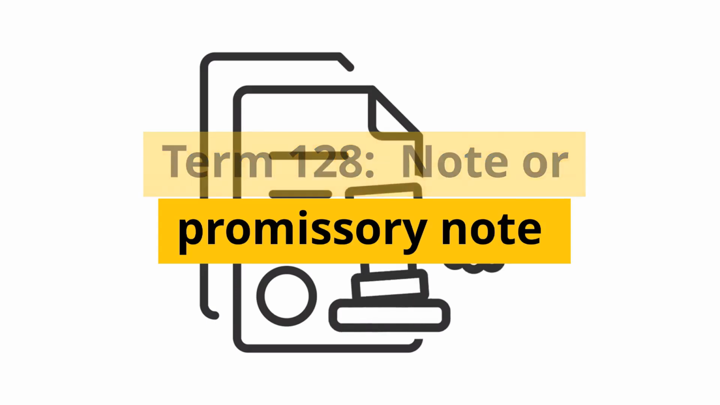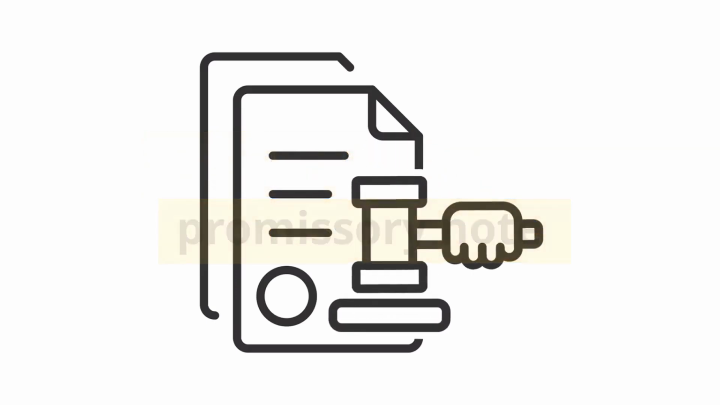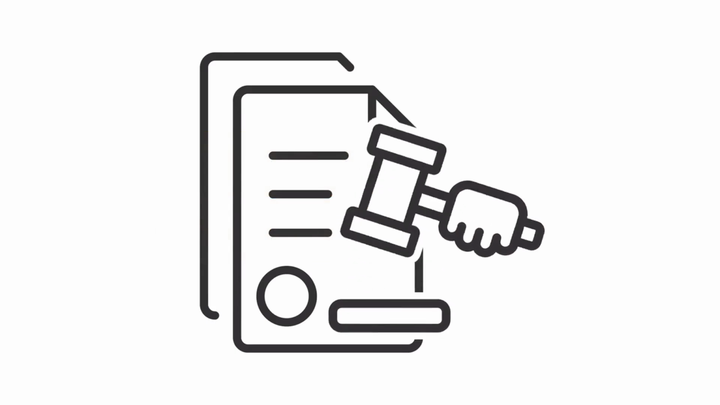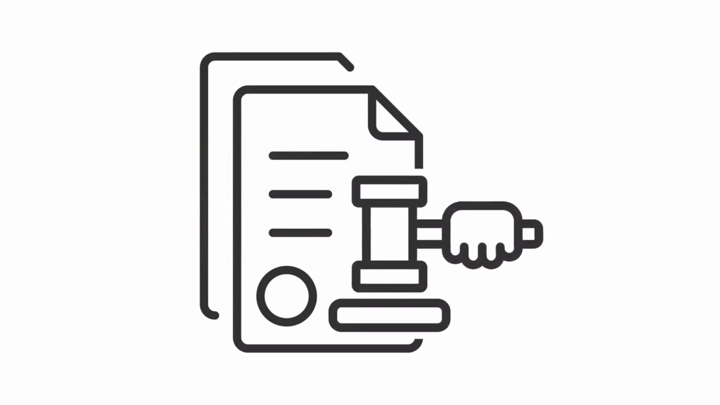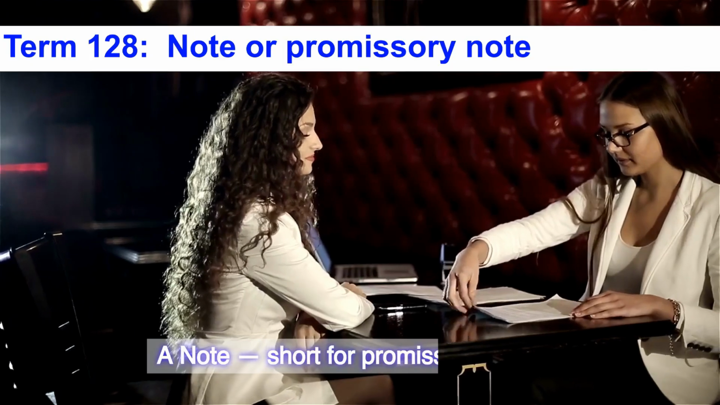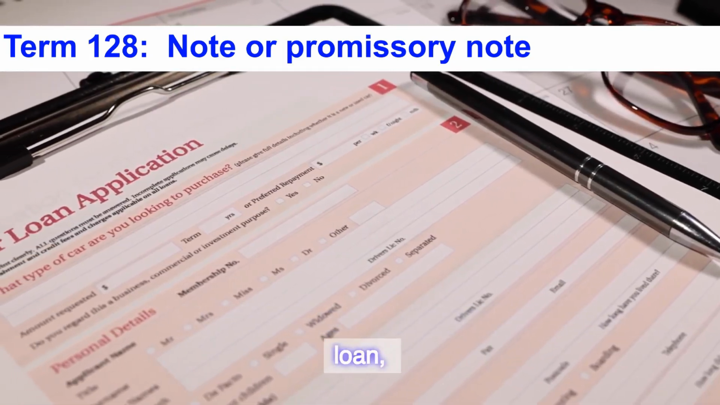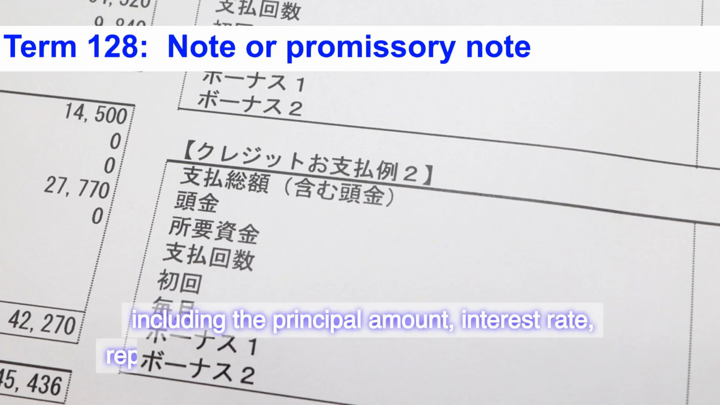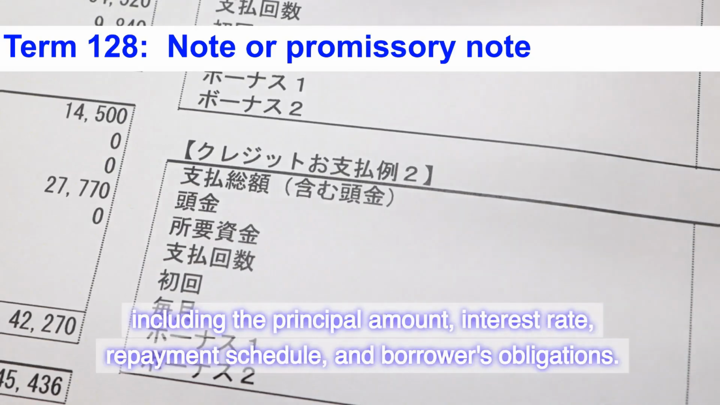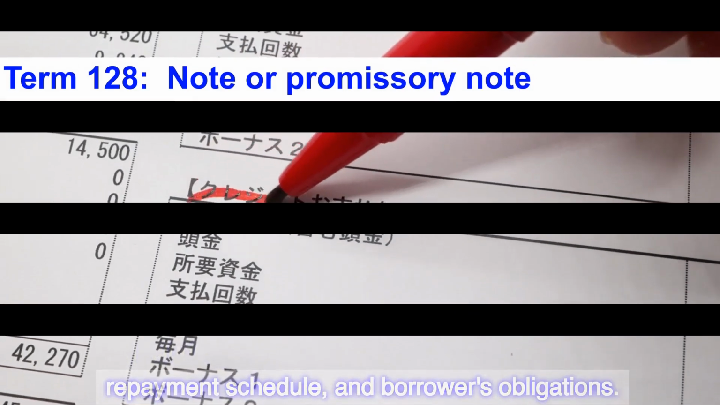Term 128, note or promissory note. A note, short for promissory note, is a legal document that outlines the terms of a loan, including the principal amount, interest rate, repayment schedule, and borrower's obligations.